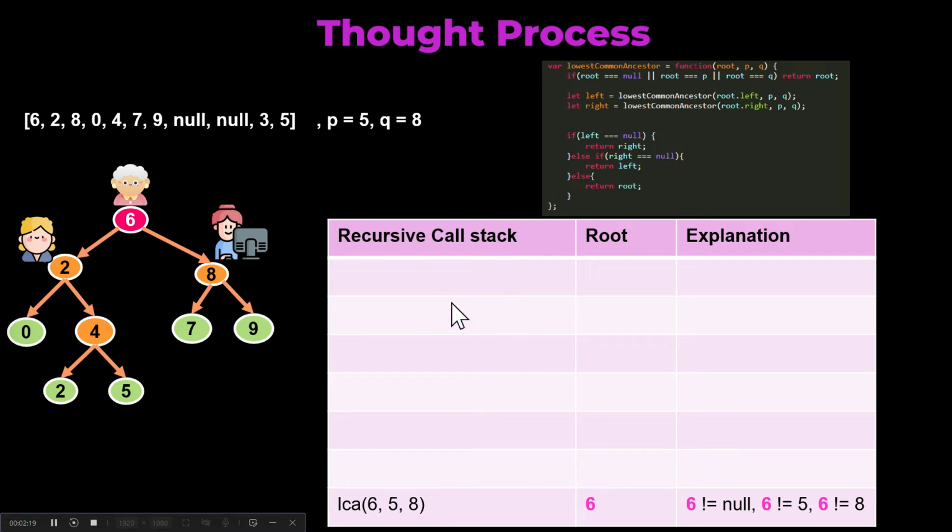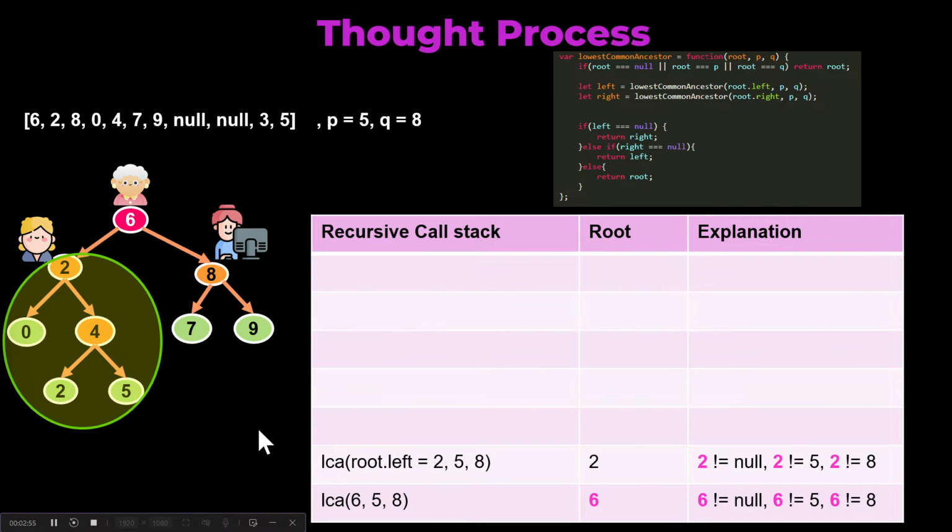I have drawn here the recursive call stack. This is the call stack, and to make the code walkthrough clearer, I have written the root and the explanation. Let's start with the first call. The first call is lowest common ancestor, where we pass in the root itself, which is 6, and P and Q are 5 and 8. This is what we're looking for. So this is the first call.